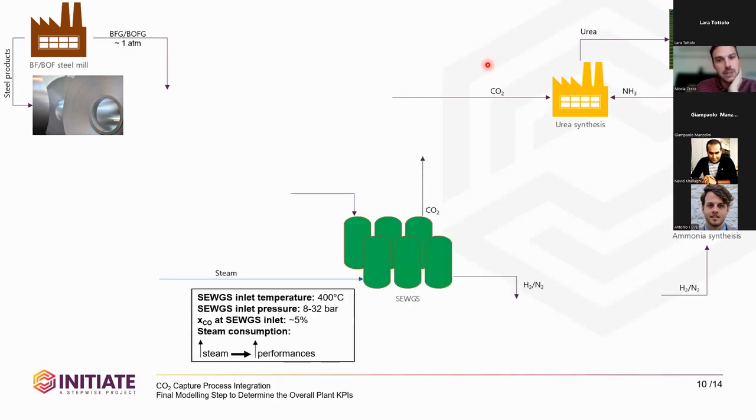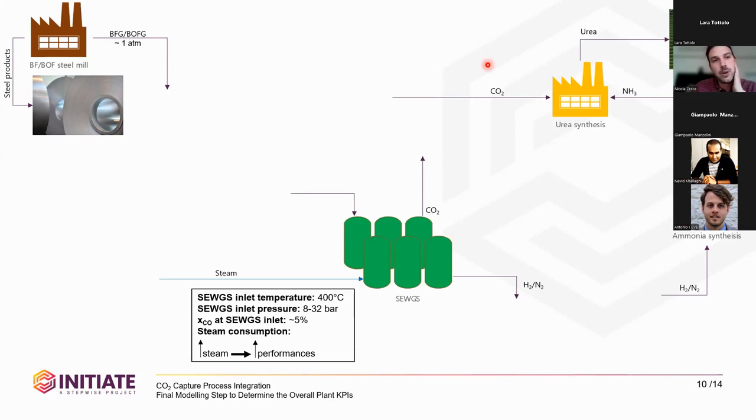So the core is the SEWGS. The SEWGS usually works with an inlet temperature of 400 degrees, while for the inlet pressure we have a range. We have to design and decide at which pressure to run the process. And usually we have a constraint on the CO2 content at the inlet of around 5%. Since, as described by Francesco, in the SEWGS we have a water gas shift reaction to convert the residual CO present at the inlet. In any case, in general, increasing the steam consumption will increase the performance of the SEWGS.